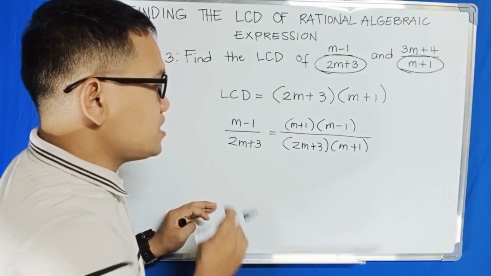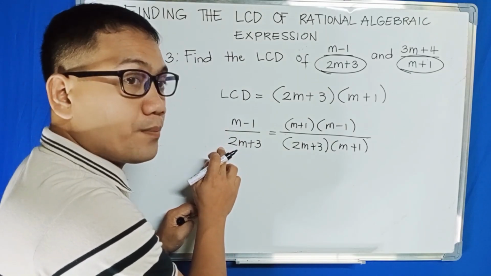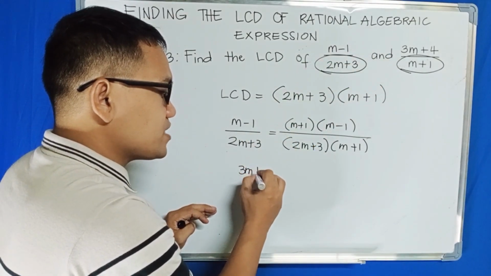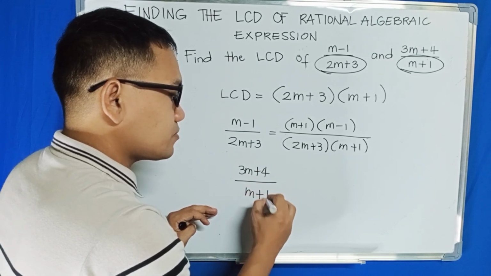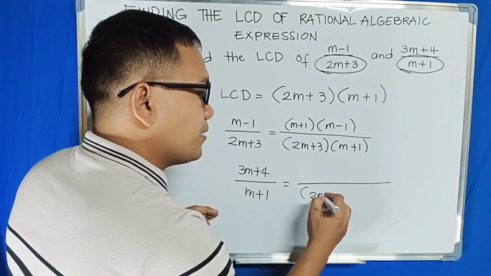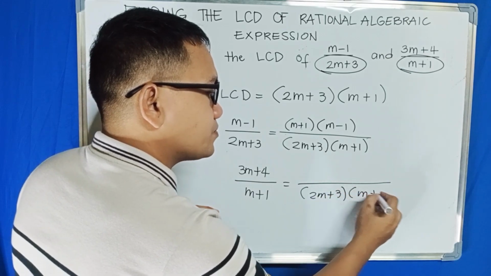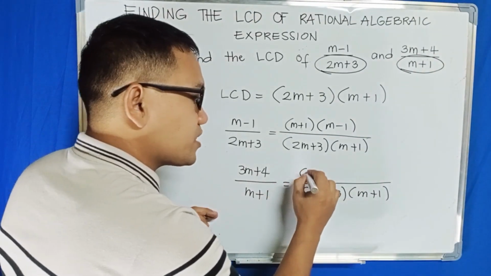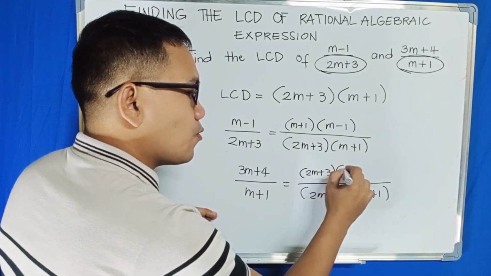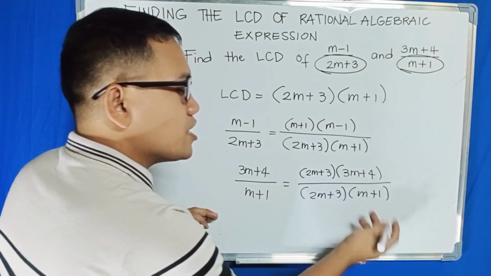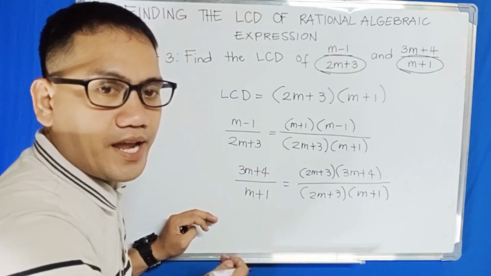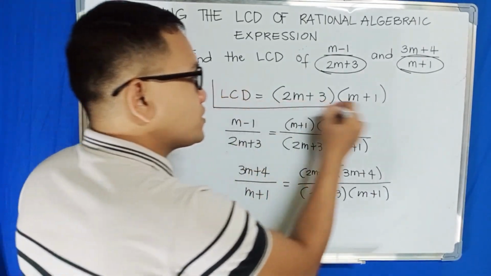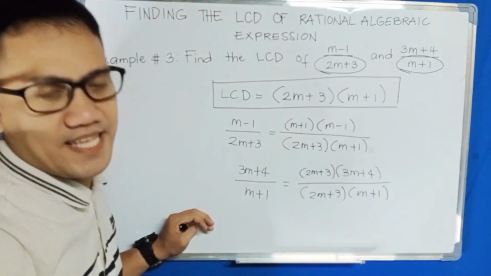In short, the equivalent RAE of our given expression m minus 1 all over 2m plus 3 would be this expression. On the other hand, for the equivalent RAE of 3m plus 4 all over m plus 1 with common denominator 2m plus 3 and m plus 1, that is the LCD divided by the denominator m plus 1, we will have 2m plus 3 and copy our numerator 3m plus 4. So this can be considered as the equivalent RAE of our expression 3m plus 4 all over m plus 1. So this is considered as their LCD.